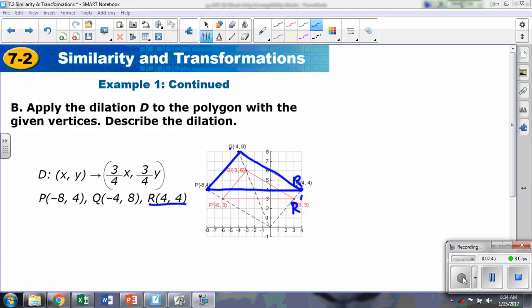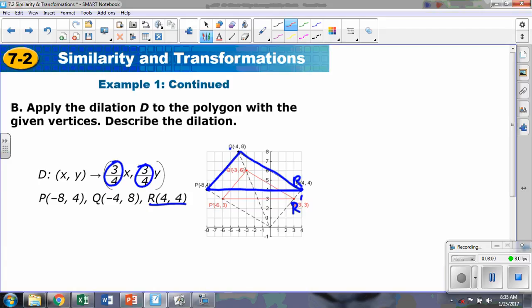So, okay. But we can already see, based on the image, where it's going to wind up going. But I still want to emphasize a scale factor of 3/4. All you have to do to figure out where it's going to go is take every single one of our coordinates and multiply all of them by that scale factor of 3/4.